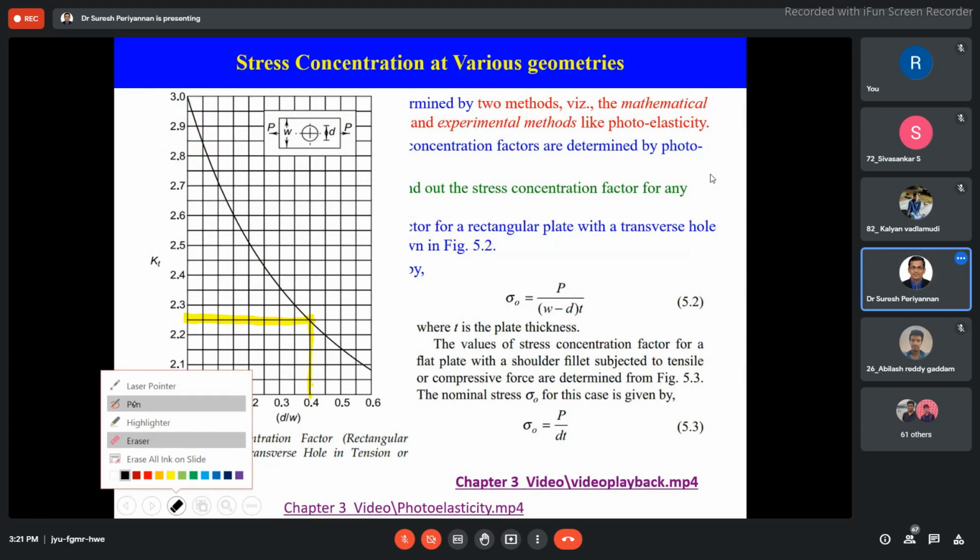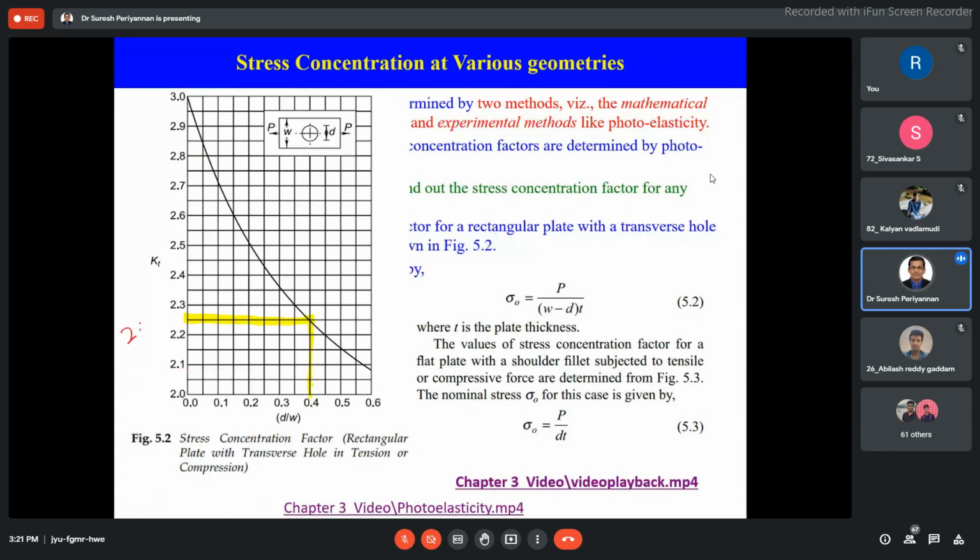Now 2.25. Now what is my sigma max now? Sigma max is equal to KT into sigma naught. I mean, this is a stress is going to be developed in the nearby the hole. Then based on that, I have to design my component safely. Okay, based on this chart.